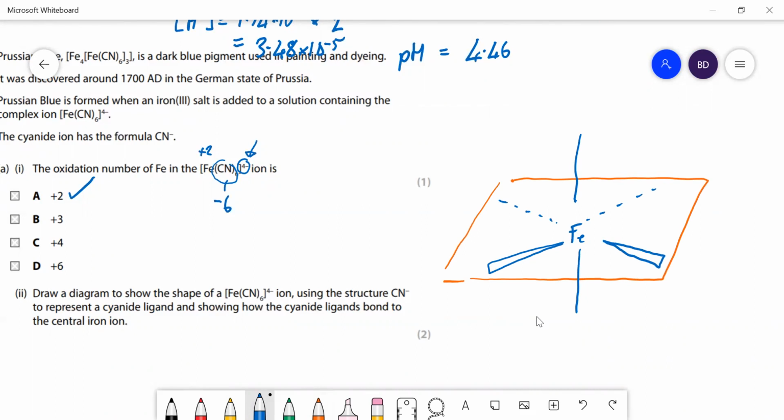Now show how the cyanide ligand bonds to the central ion. Well, we've got a negative charge, but it's the lone pair on the carbon which forms a dative bond to the central ion. So you just put CN, CN, CN, drawn that way around so that it's definitely the carbon which is forming the dative bond. That's what I draw for that.